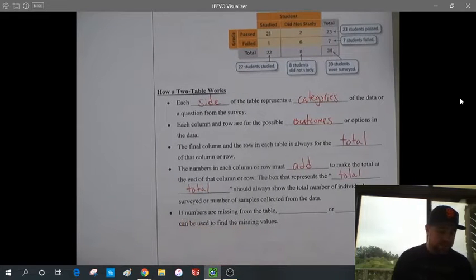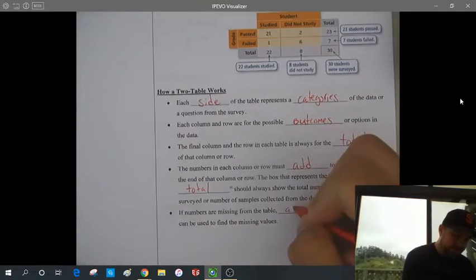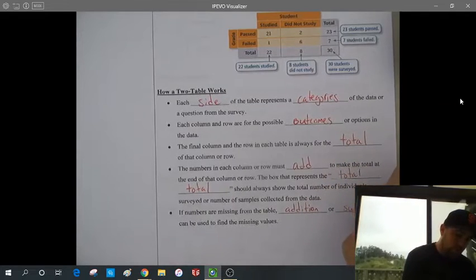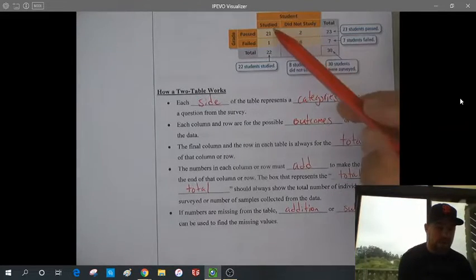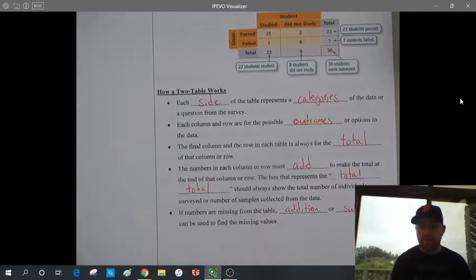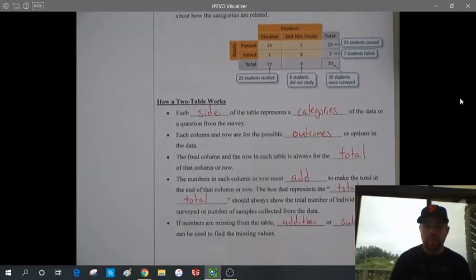If numbers are missing from the table, though, and we need to fill those in, we can use either addition or, depending on what it is that we're missing from the table, if it's one of the data numbers, then we might need to use subtraction to backtrack and figure out what those missing values are. A lot of times that's where we start with a two-way table: we have some numbers either in the totals or in the data itself that we were not given, and we need to use the idea of a two-way table to figure out what those missing numbers are.